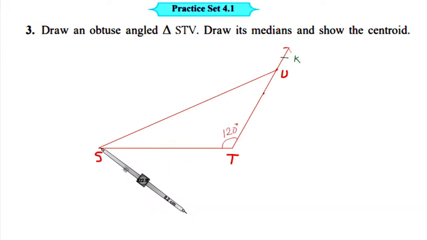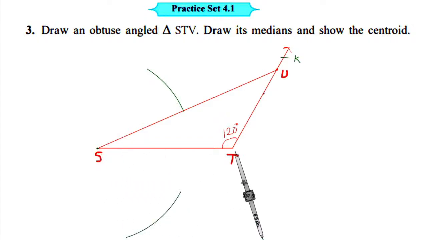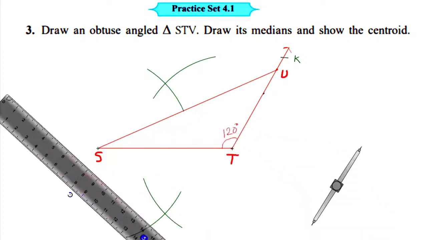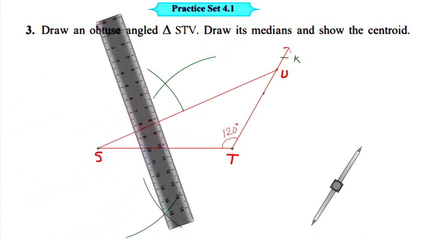Put the pointed tip of the compass on point S. Take sufficient distance, half and more, and draw an arc above the side ST and below the side ST. Then, keeping the same distance, put the pointed tip of the compass on point T and draw a circular arc intersecting the first arc. With the help of a ruler, join the intersected points.